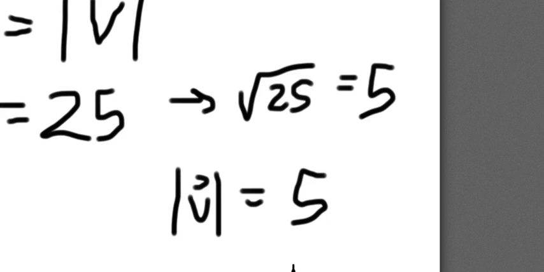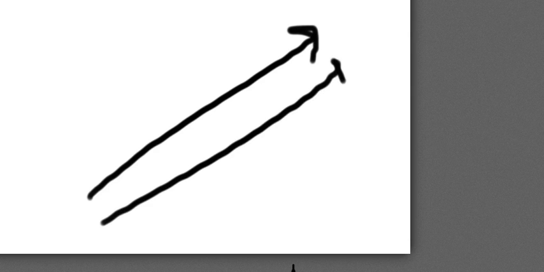So really the important concepts here is that a vector has a magnitude, the length of this is the magnitude, and it also has a direction.